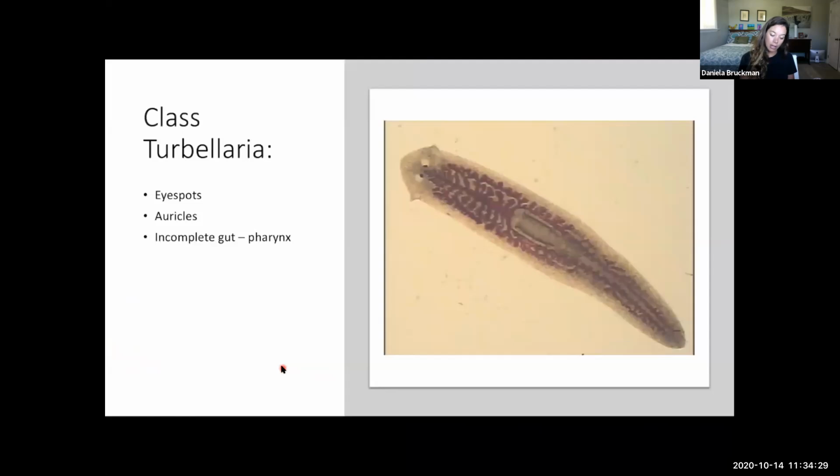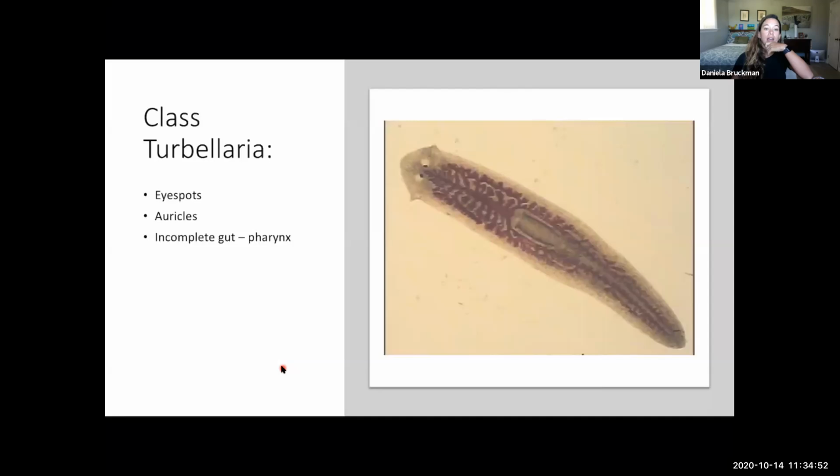All right, now let's look to begin at the class Turbellaria, which are our free living flatworms. These are going to be flatworms that you might find swimming around in a creek. In fact, when I go and collect creek water for my microscopy stuff, I oftentimes find several different types of free living Turbellarian flatworms.